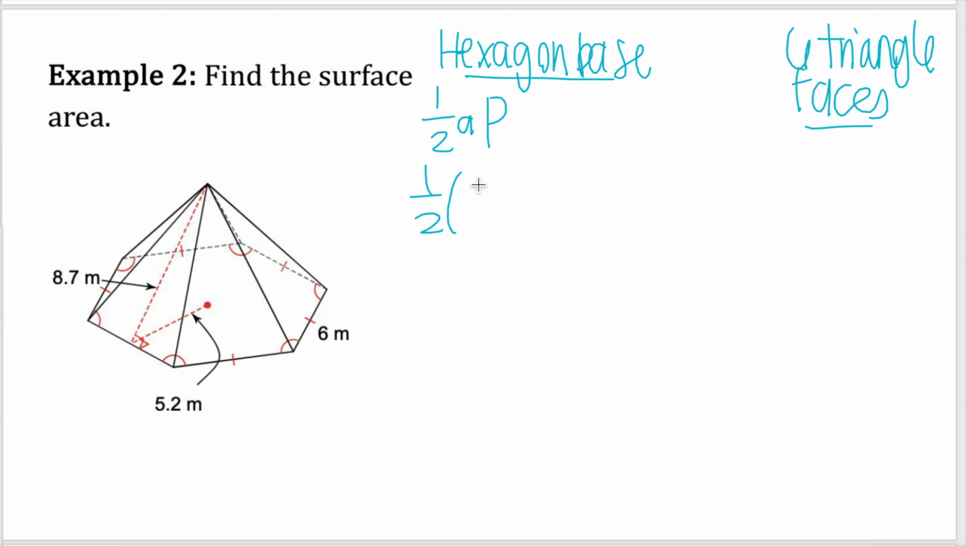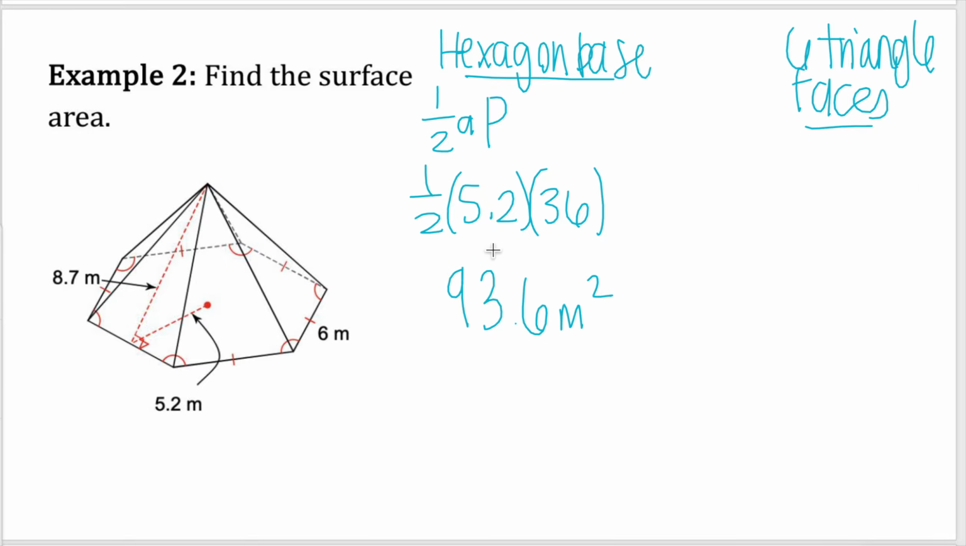The apothem is 5.2, and then the perimeter is 6 times 6, which will be 36. So 1/2 of 5.2 and 36's product would be 93.6. So this is going to be my base, 93.6 square meters.